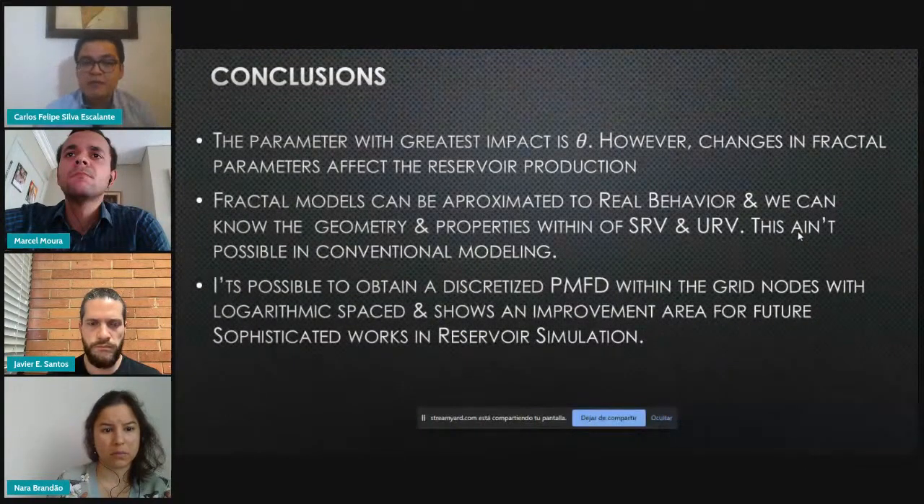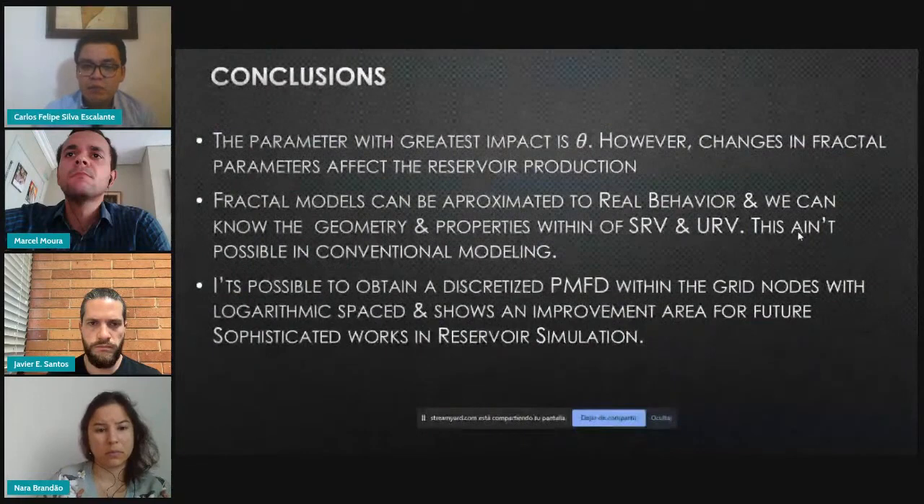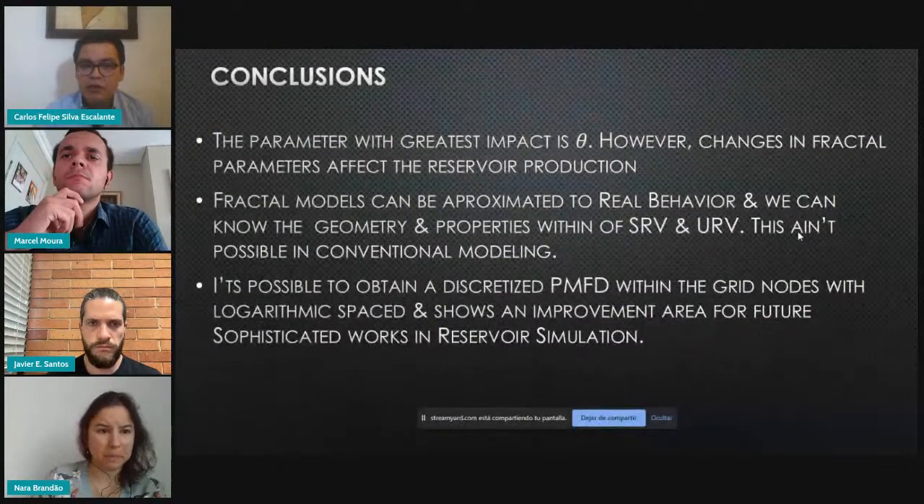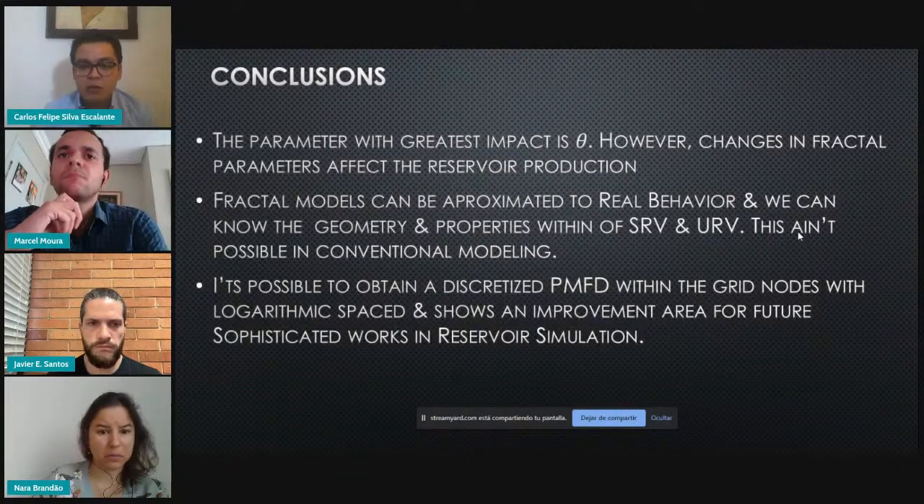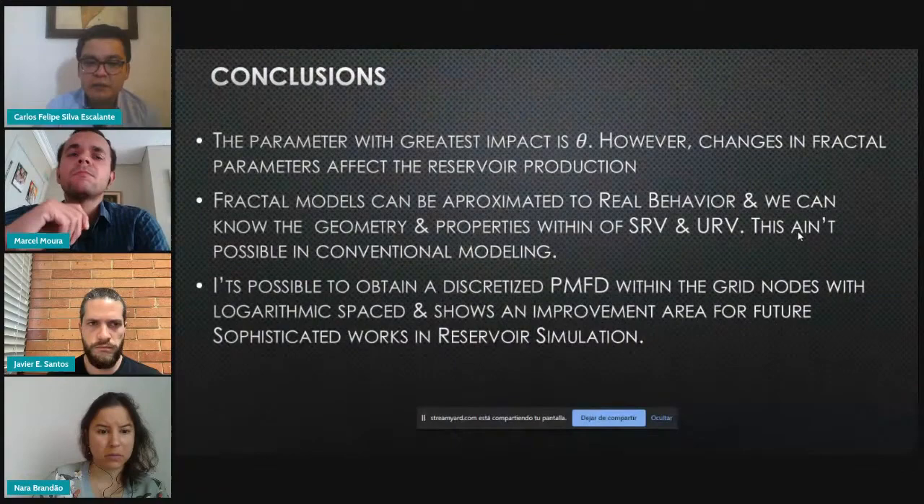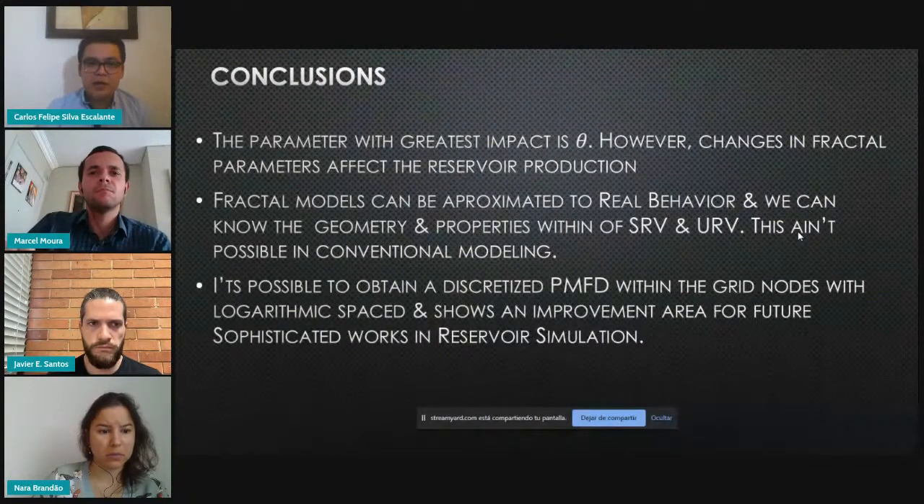And it's possible to obtain a discretized porous media fractal distribution within the grid nodes with logarithmic space, and shows an improvement area for future sophisticated works in reservoir simulation.